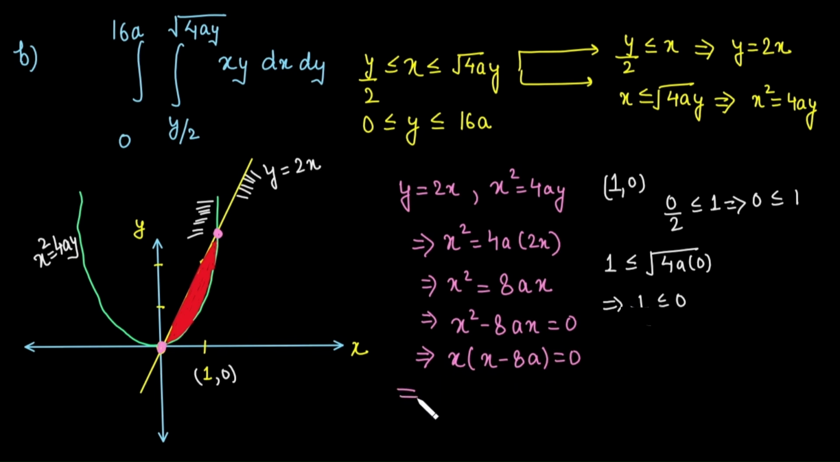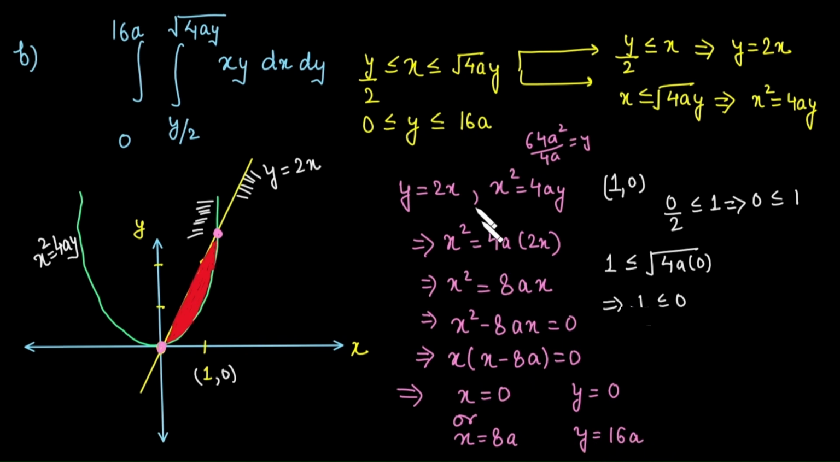From here we are getting two values of x, that is x is equal to 0 or x is equal to 8a. Now when x is equal to 0, what is the value of y in that case? Put it anywhere. When x is equal to 0, y is 0. Again you will get y as 0. The second point is when x is equal to 8a, y is 16a. Even in this case, when you put x equal to 8a, this is 64a square by 4a equal to y. Again, you will get 16a.